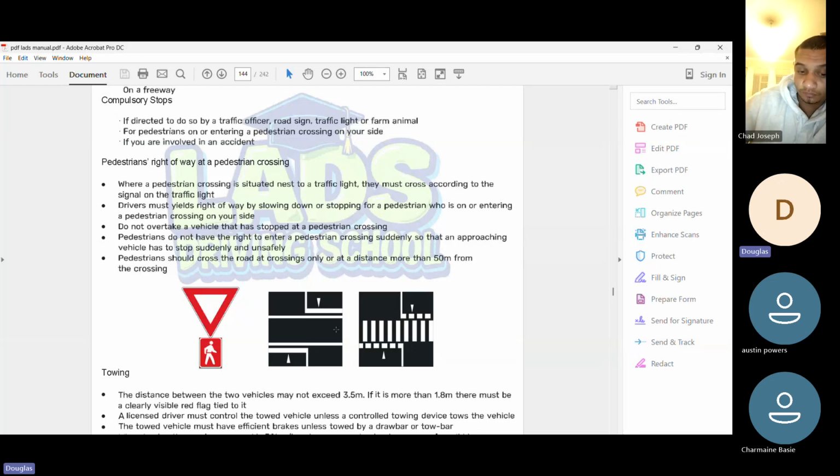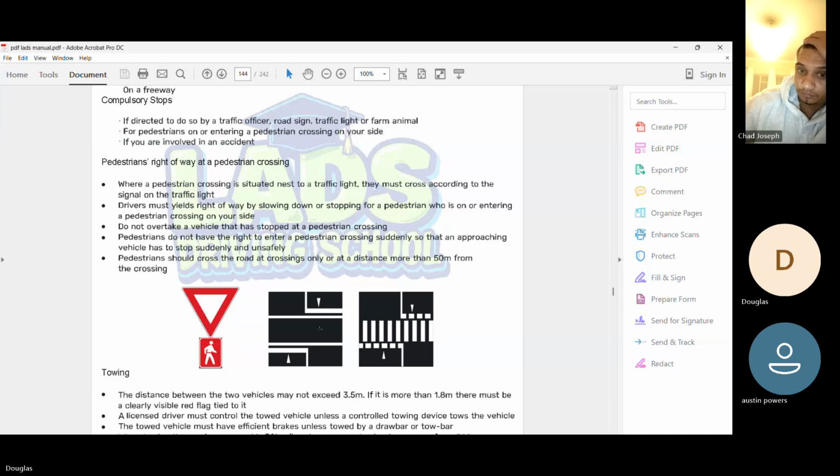So another type of pedestrian crossing is this one. Your vehicle will stop here, and the vehicle in the opposite direction will stop here. Then this would be a pedestrian crossing. Another different type would be this one. So basically on this type of pedestrian crossing, if you can see, there's a difference here.